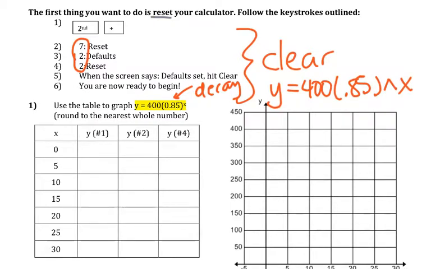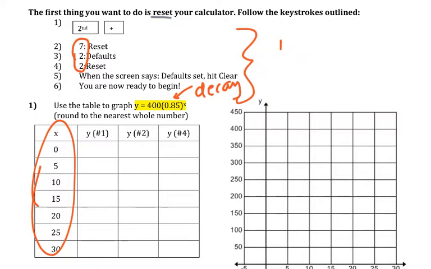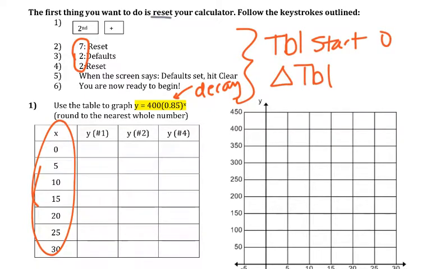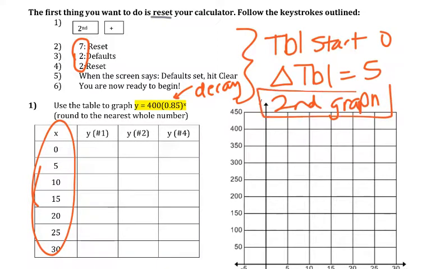And type that in. You're going to set your table, and you want your table to start at 0. And you want your delta table to be 5. So we're going to say table start is going to be 0, and delta table is going to be 5 because we're going 0, 5, 10, 15, 20. And then when you do that, you're going to do second and then graph. And then you're going to get your numbers.